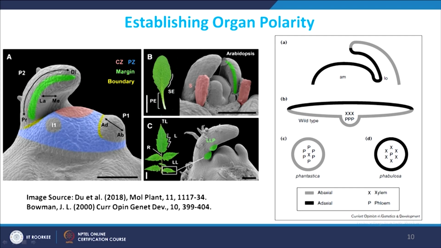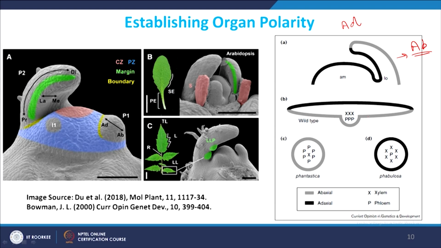So, for example, if you look at a schematic diagram of what happens in the growing meristem, this is the meristem and this is the lateral organ. The face of the lateral organ which is towards the meristem is called adaxial, and the part of the lateral organ which is away from the meristem is called abaxial. And the features of the adaxial and abaxial surfaces are very different, so this has to be established early.